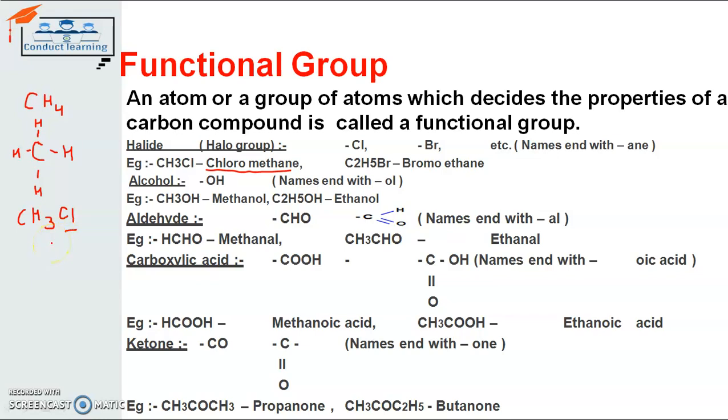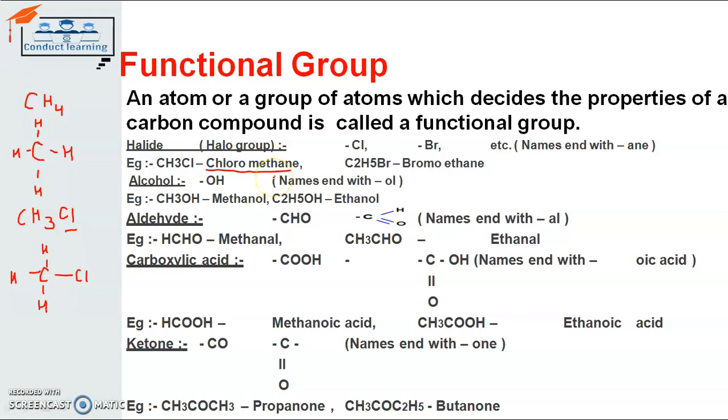So if we draw the chemical structure of chloromethane, it will be like that. The carbon shares one of its electrons with a hydrogen atom, another with another hydrogen atom, another with the third hydrogen atom, and the one remaining electron with the chlorine. So the structure of chloromethane will be like that, and the name is chloromethane, and the chemical formula becomes CH3Cl.